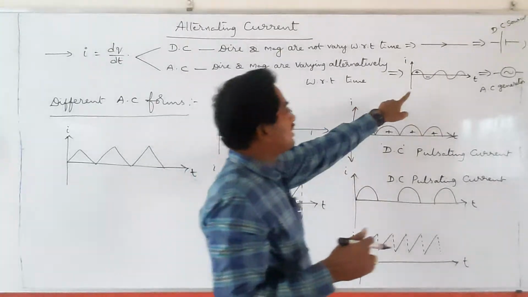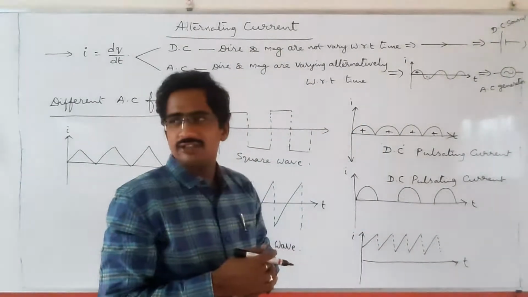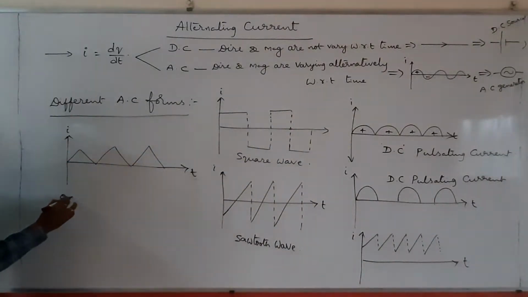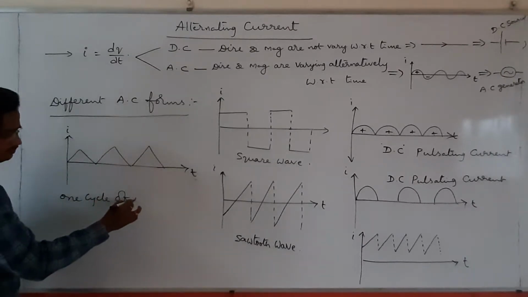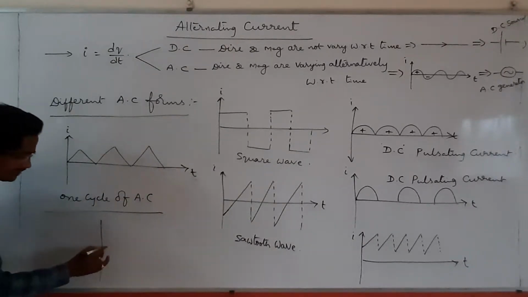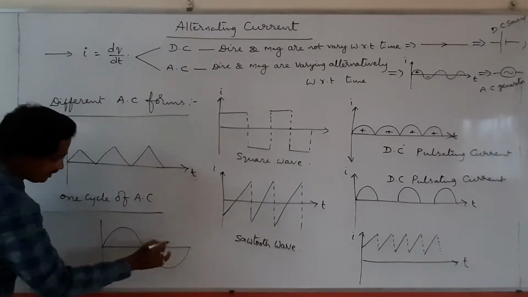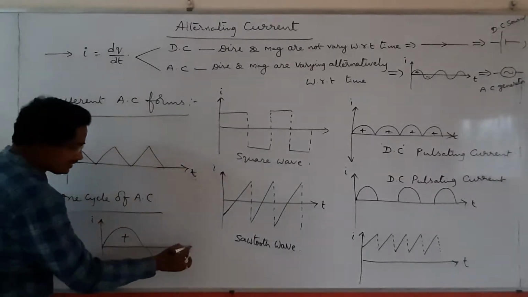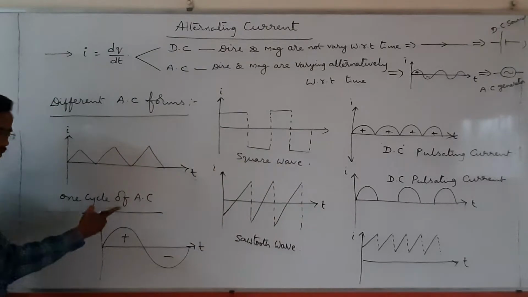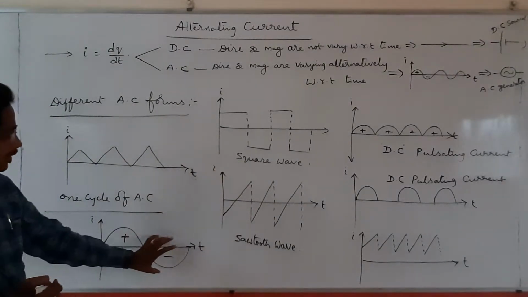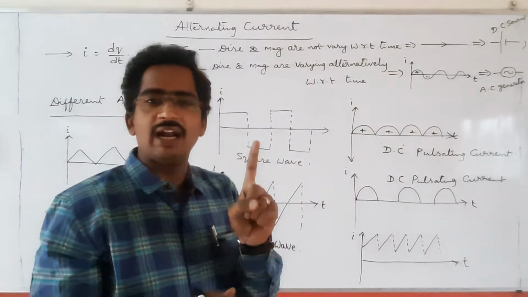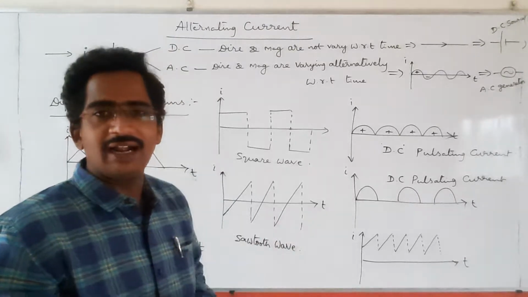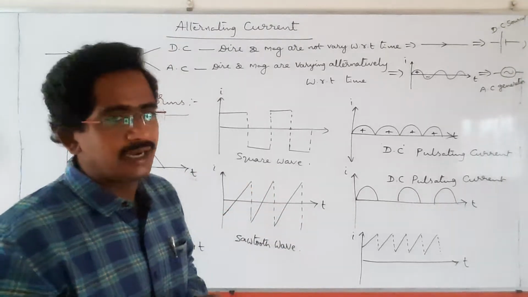Whenever you take a sinusoidal wave or sinusoidal AC, what is one cycle of AC? One cycle of AC will be like this. This is the current and the time axis. This is called one cycle. It has a positive half cycle and a negative half cycle, combinedly called one cycle of AC. So one cycle of AC consists of one positive half cycle and one negative half cycle. Do remember it well.